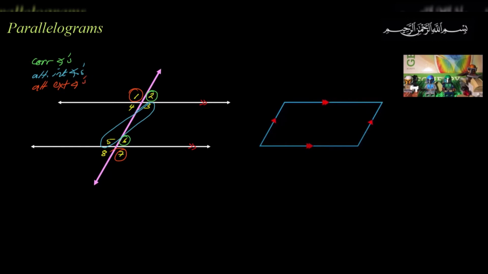And finally, we have another set, and that is consecutive interior angles. That's these two over here, inside. Consecutive means right next to each other. So these two here, maybe I could just use a nice yellow here. 3 and 6 are consecutive interior angles, and 4 and 5 is another pair of consecutive interior angles.